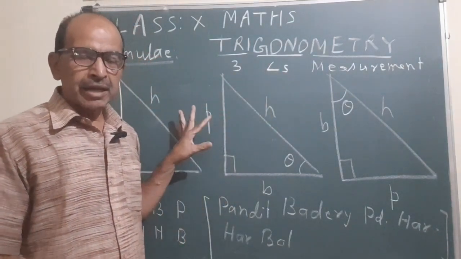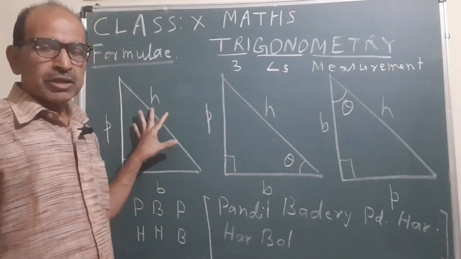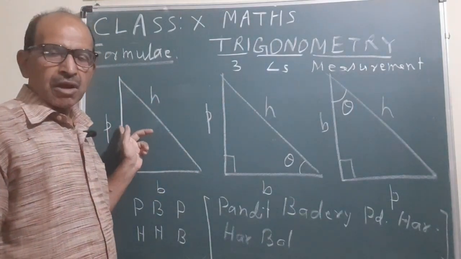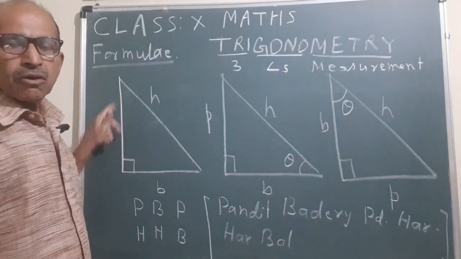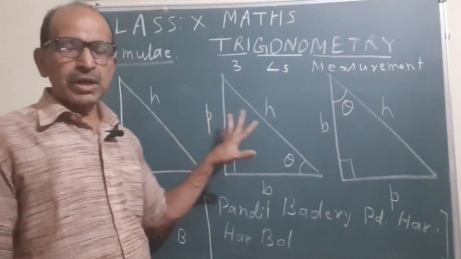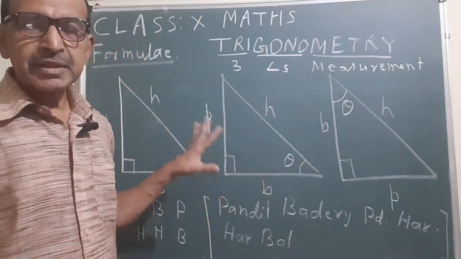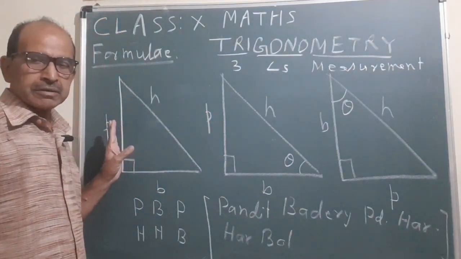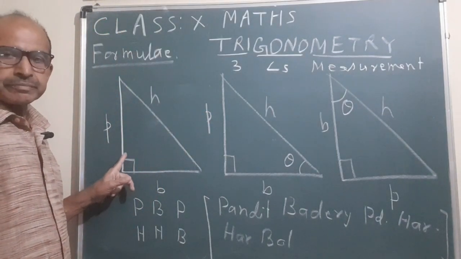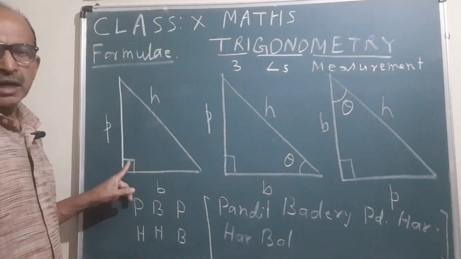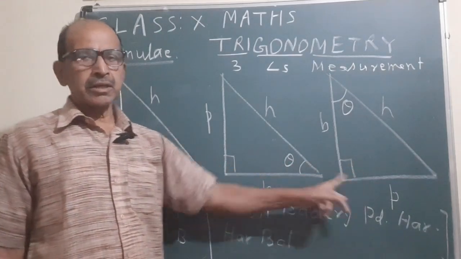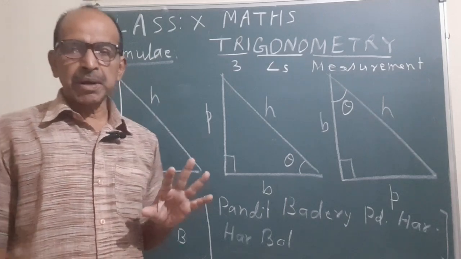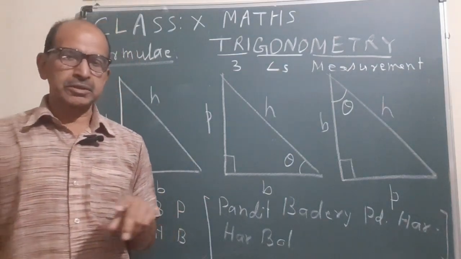Not only angles, in a triangle you are seeing 6 parameters: 3 sides, 3 angles, and also the perimeter. So you will study the measurement of triangles. Now here a right triangle you have taken. In the right triangle that you are seeing, this is the right angle, 90 degrees. In a triangle there are three sides: perpendicular, base and hypotenuse.